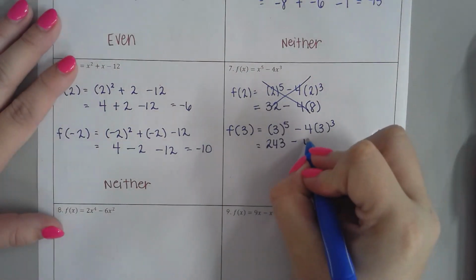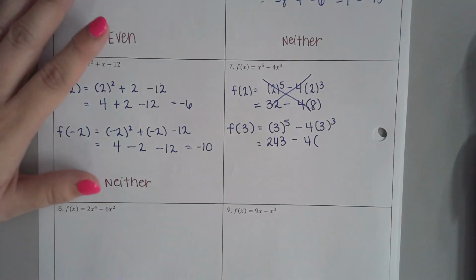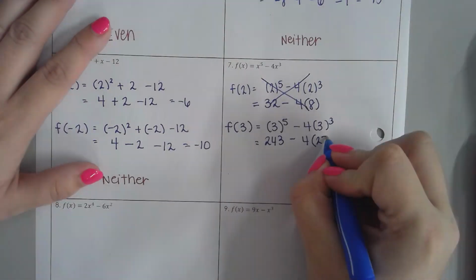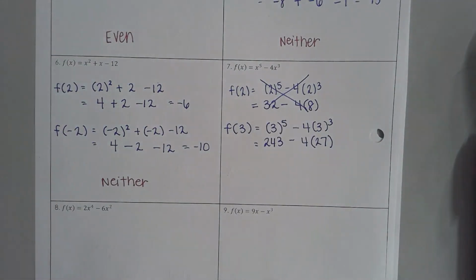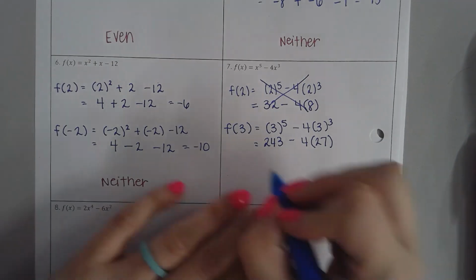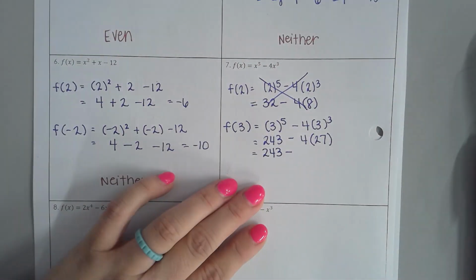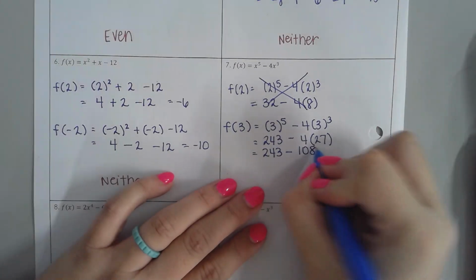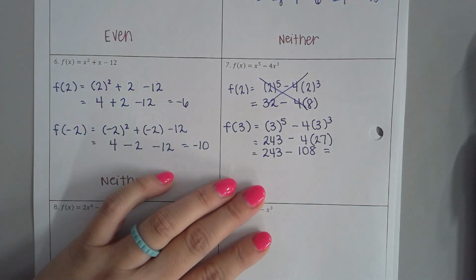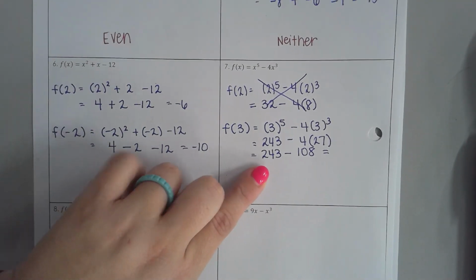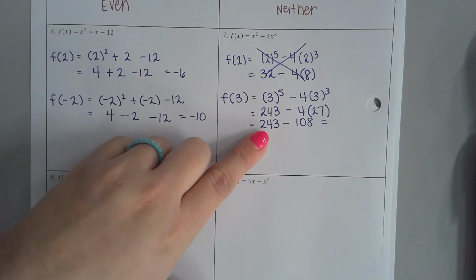Minus 4 times 27. 3 times 3 is 9, times 3 is 27. 80 and 28 is 108. If we subtract 243 minus 108, we would have 135.